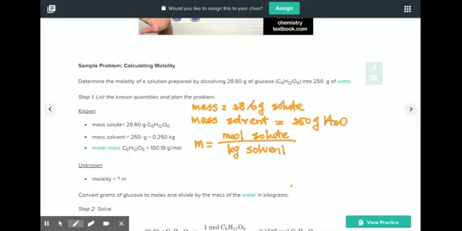Do we have mole of solute? No, we don't. We have mass. So we have to convert the gram of solute into mole. Do we have kilogram of solvent? No, we have gram. Okay, so that means we also need to convert this into kilogram.